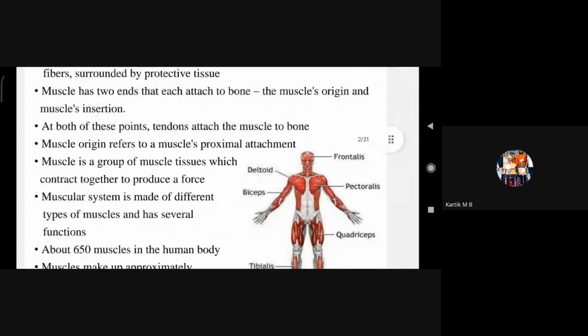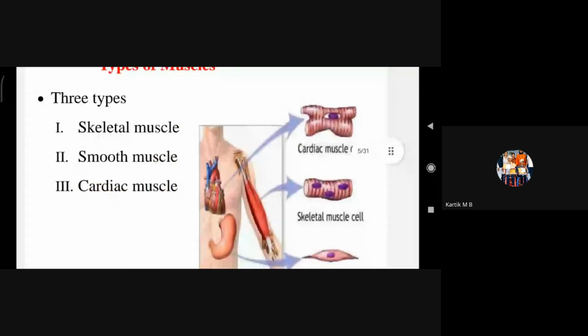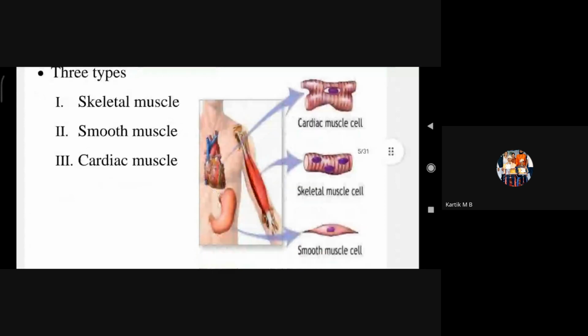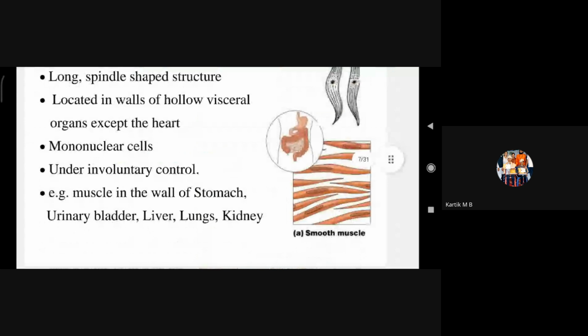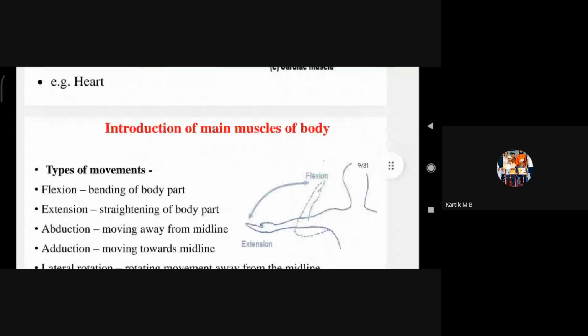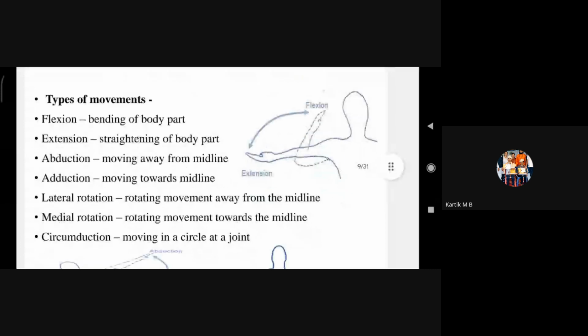And we have learned today the types of muscles. The types are skeletal muscles, which are voluntary, smooth muscles, which are involuntary, and cardiac muscle, the most specialized type of muscle in our body, which is found only in our heart. Then we have learned in detail about skeletal muscles, smooth muscles, and cardiac muscle. Then we have learned about some movements regarding the anatomical body.